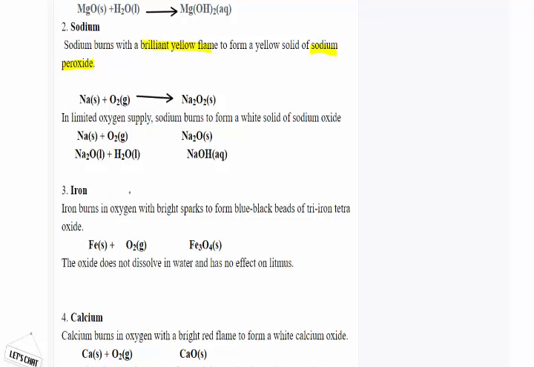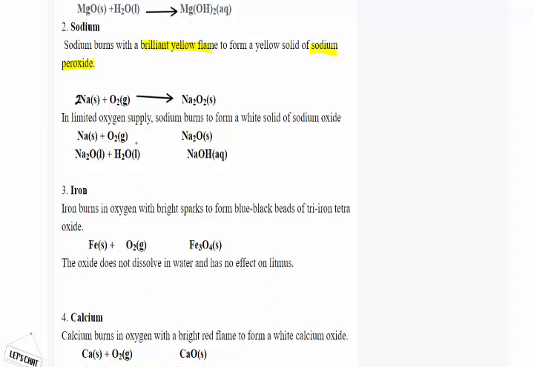Now let's balance this equation. As you can see, we have 1 sodium atom on the left hand side and 2 sodium atoms on the right hand side. We can balance this by adding 2 in front of sodium to balance this equation.